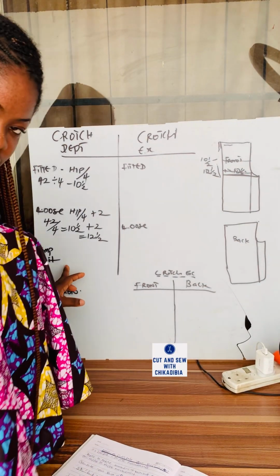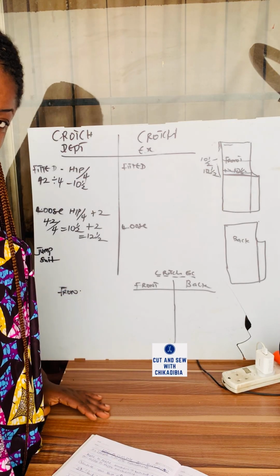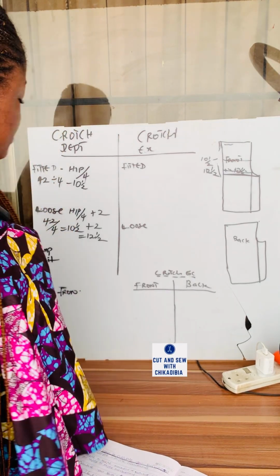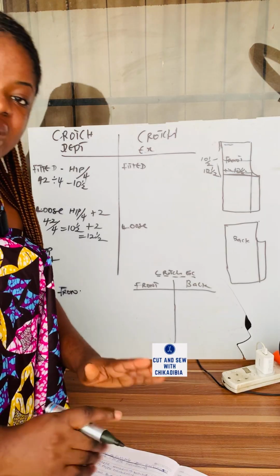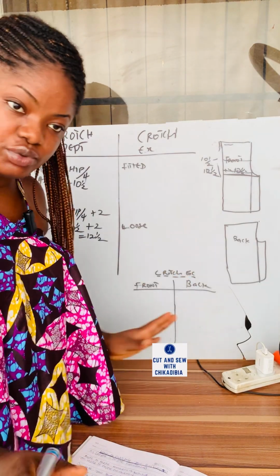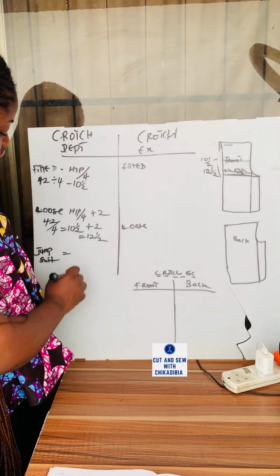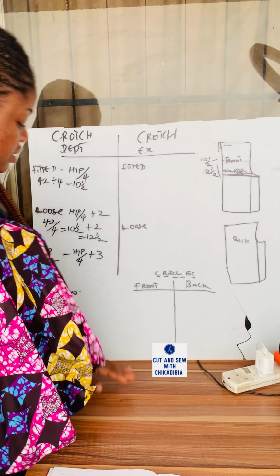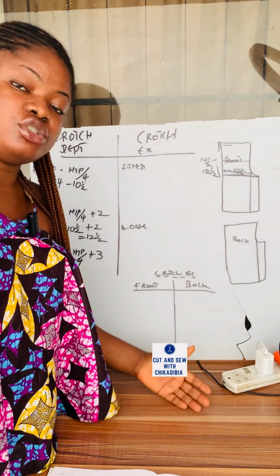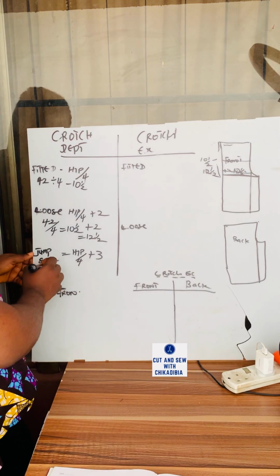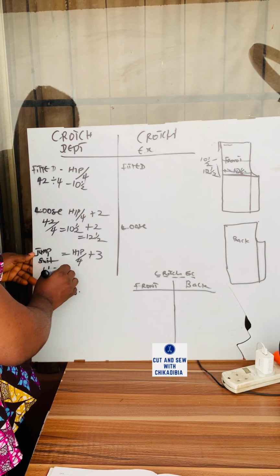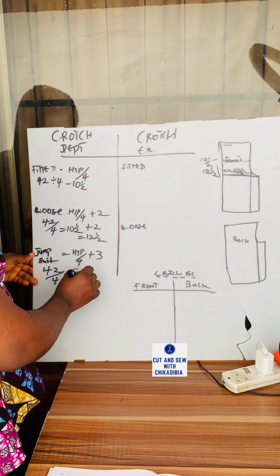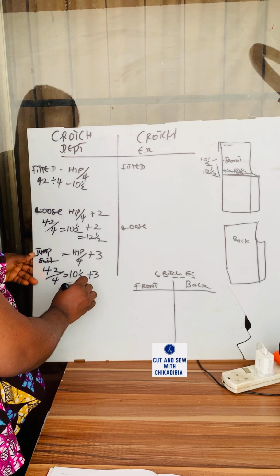So for a jumpsuit, you want to make a jumpsuit, but you don't know if after sewing it, it will come out tight. So now I am going to teach you what you're going to do to have a loosely fitted jumpsuit. For a fitted jumpsuit, I am going to divide my hip by 4 plus 3 inches. Now we added 2 inches before, so for a fitted jumpsuit, I'm going to add 3 inches. So I'm going to now use my measurement. 42 divided by 4 will give me 10 and a half. Then I'll add 3 inches to it, making it 13 and a half.